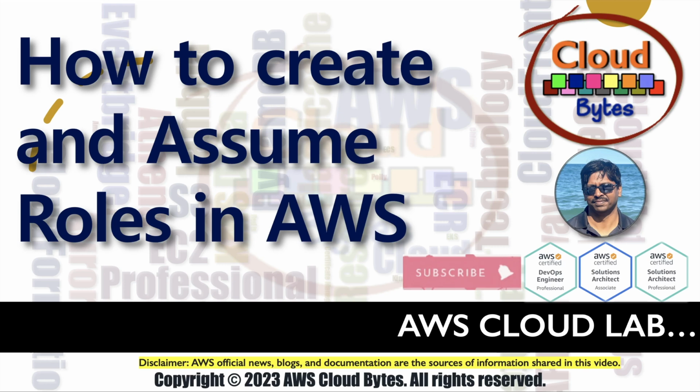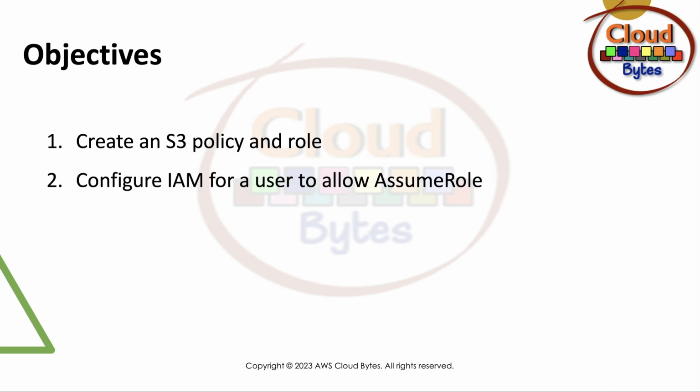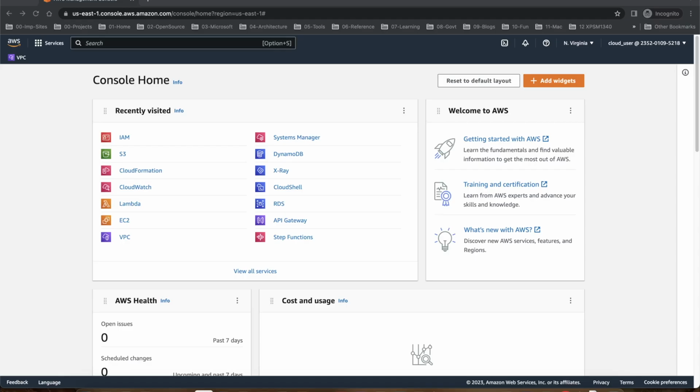Today we are going to talk about how to create and assume roles in AWS. Let's look at the objectives. Create an S3 policy and role. Configure IAM for a user to allow assume role. Verify various accesses. It's lab time. Let's begin.